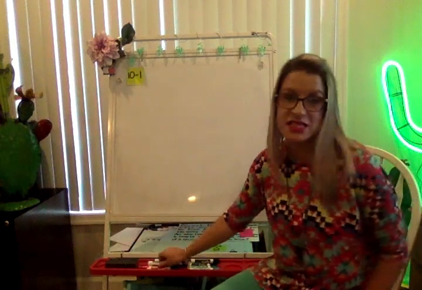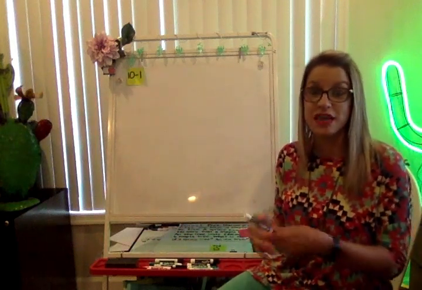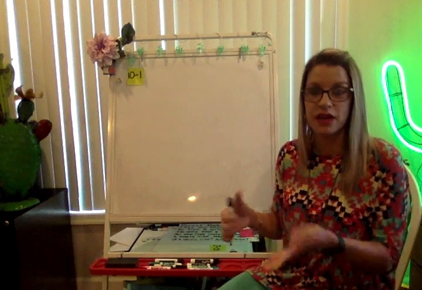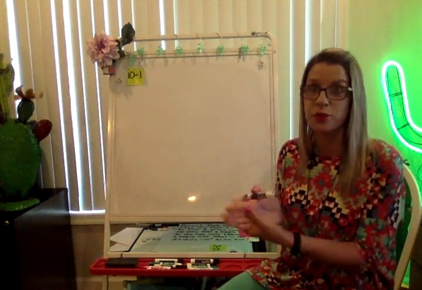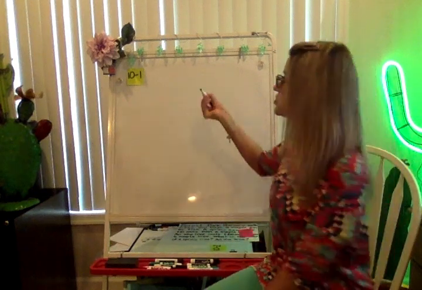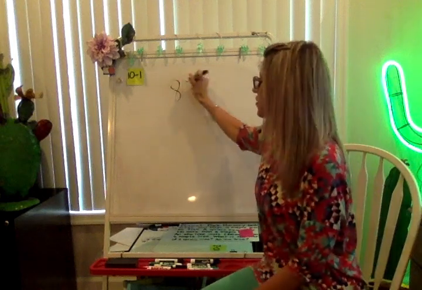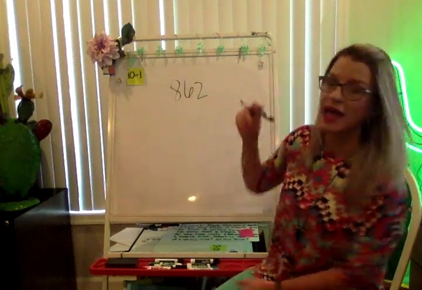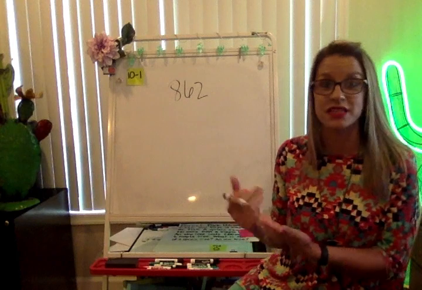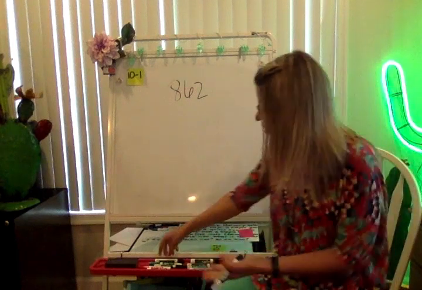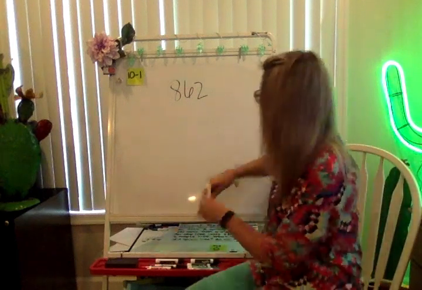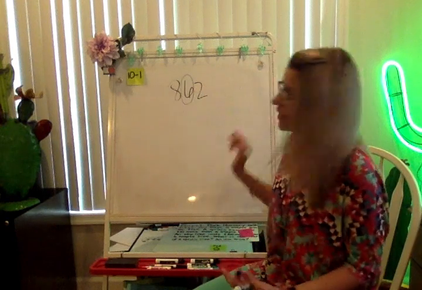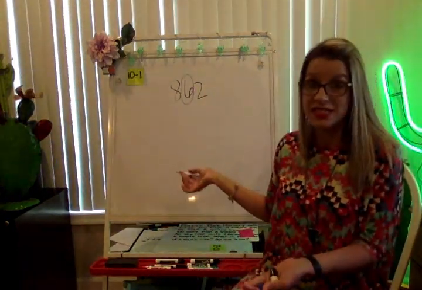So we've already discussed how to identify the digits in a number and their proper place value. So if I gave you the number 862 and I said circle the number that's in the tens place, you would know instantly that I'm talking about the 6 right here and that this 6 is worth 60.